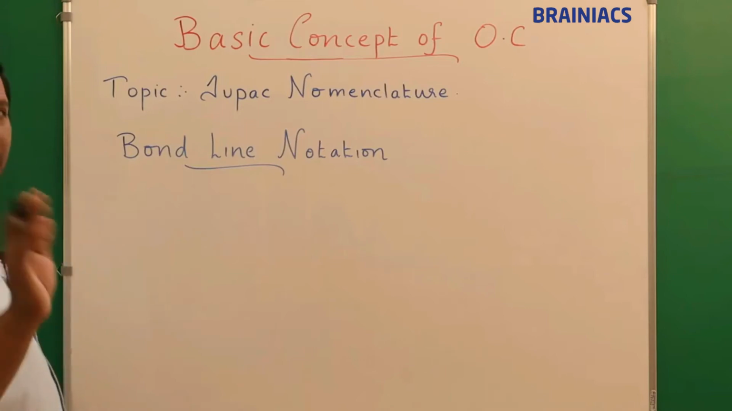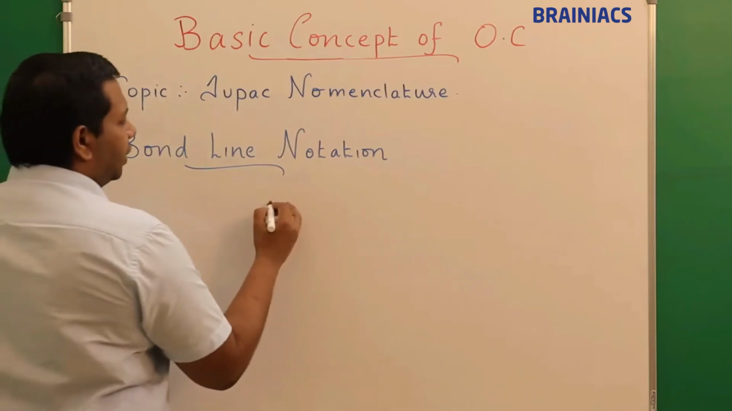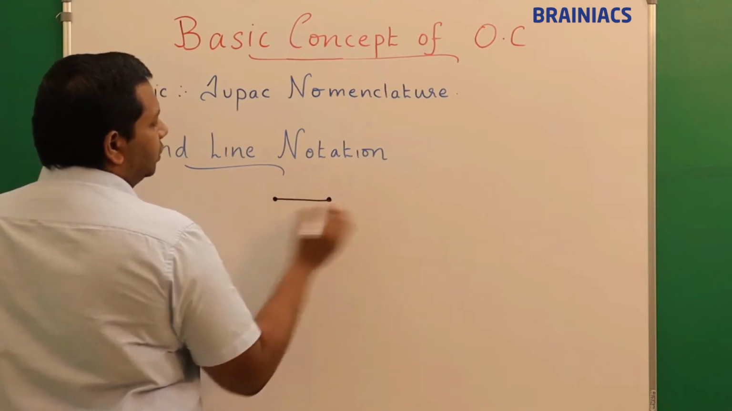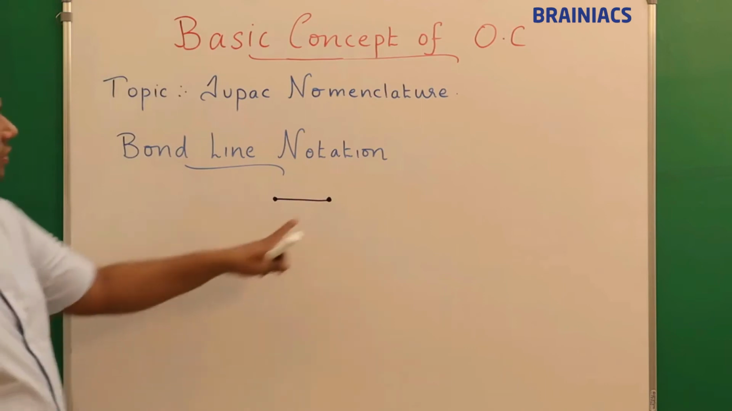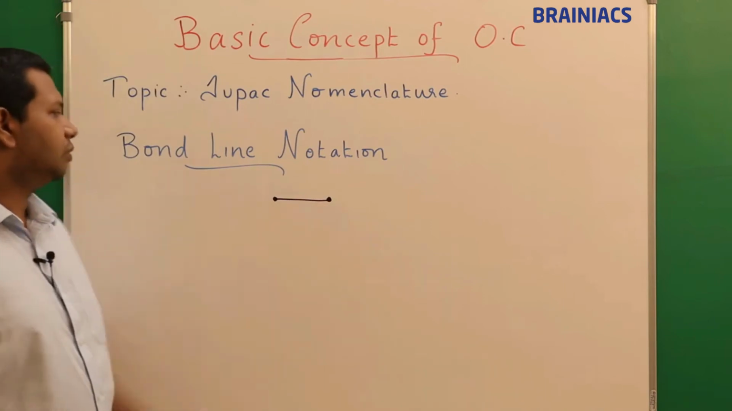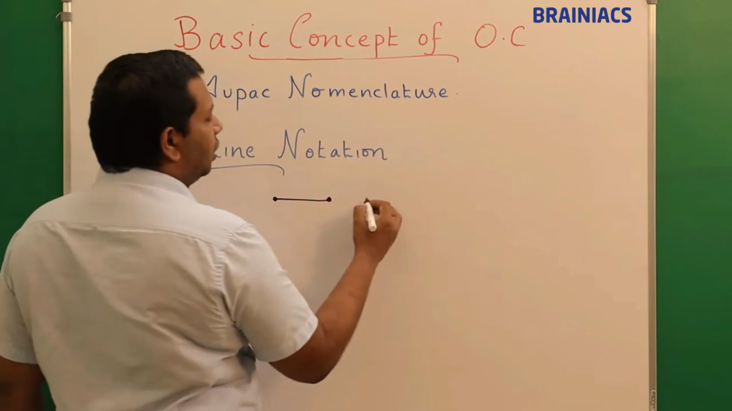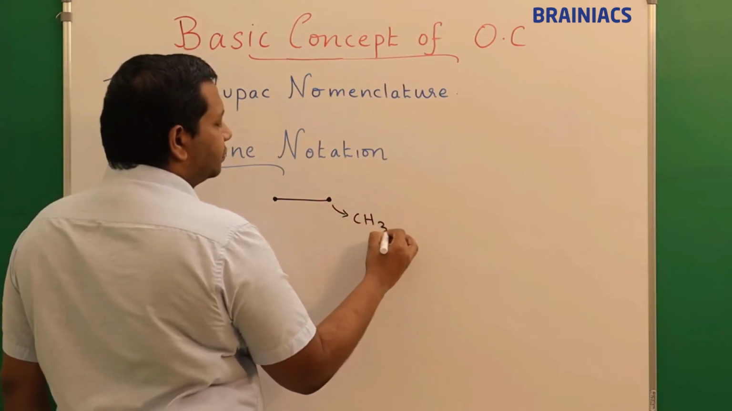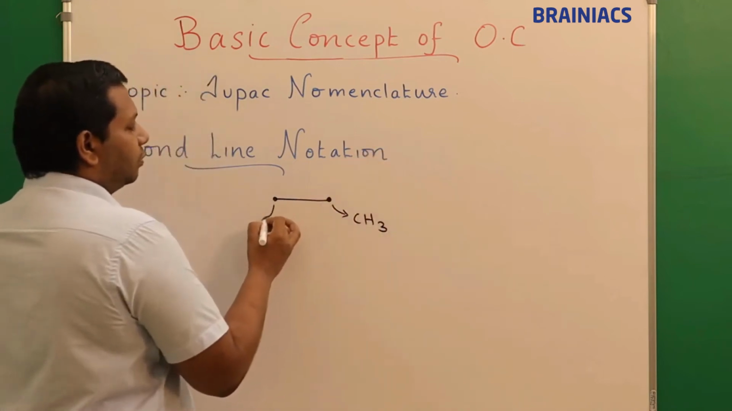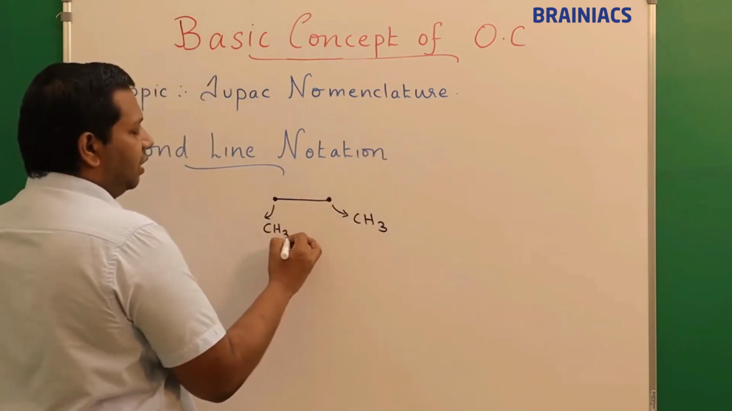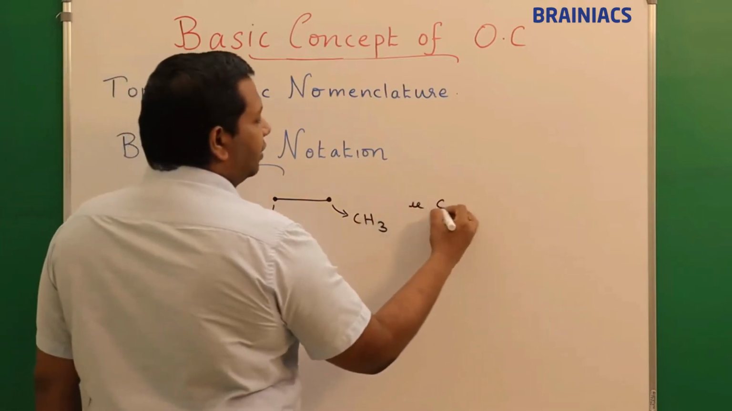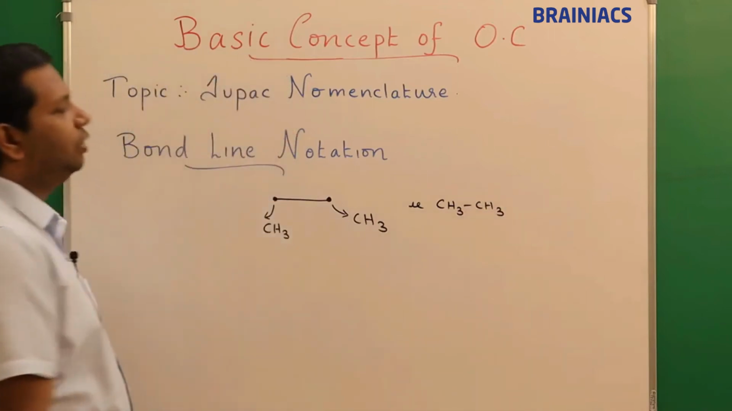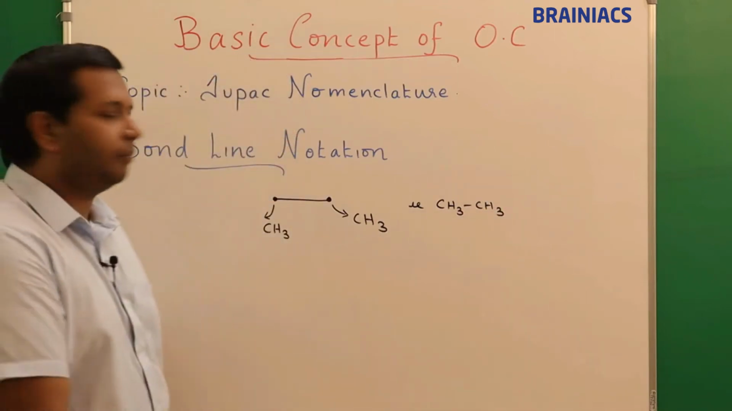So bond line notation, starting with very simple, I will start with a straight line. Just to remember like that, it's very easy. So this is just a straight line. So whenever there is an end point in a line, that indicates a CH3 group. So this indicates CH3, and here there is another end point, so this will also be CH3. So what is the compound then? We can write this is nothing but CH3-CH3, correct, or C2H6. That is the condensed formula.